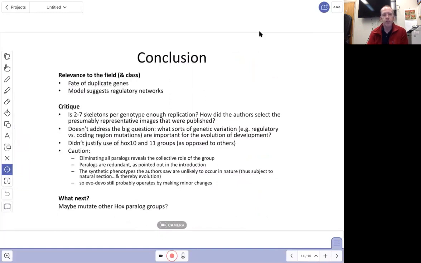So to conclude, there are a couple of major ways that this paper is relevant to both the field of evo-devo and also to our class. One is it discusses the big question of what is the fate of duplicate genes. When you have paralogs, do they neofunctionalize, subfunctionalize, and so forth? So this paper directly addresses that big question.